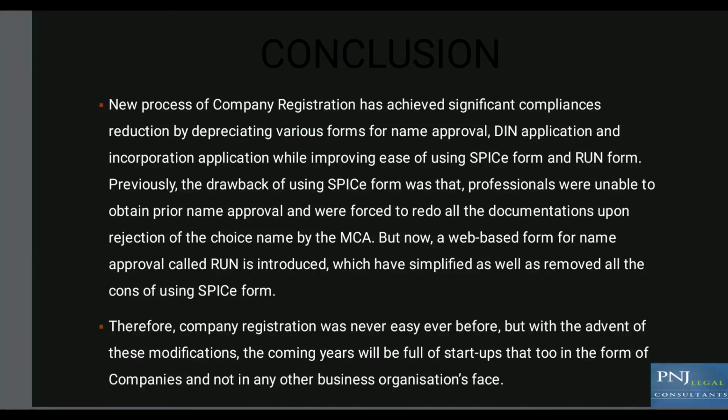Conclusion. The new process of company registration has achieved significant compliance reduction by deprecating various forms of name approval, DIN application and incorporation application, by improving ease of using SPICE form and RUN form. Previously, the drawback of using SPICE form was that professionals were unable to obtain prior name approval and were forced to redo all the documentation upon rejection of the chosen name by the MCA.